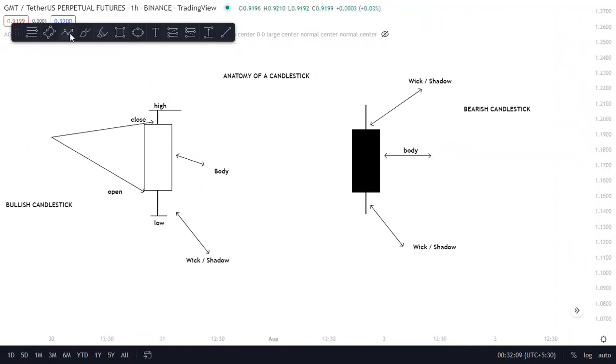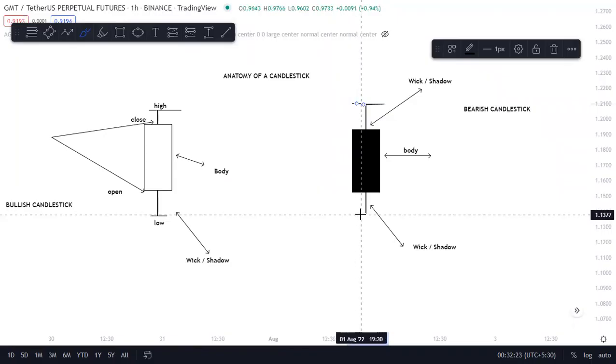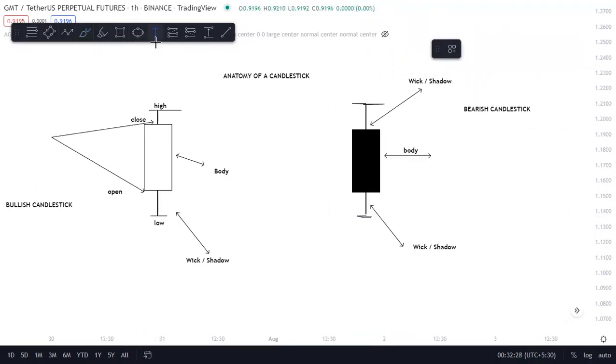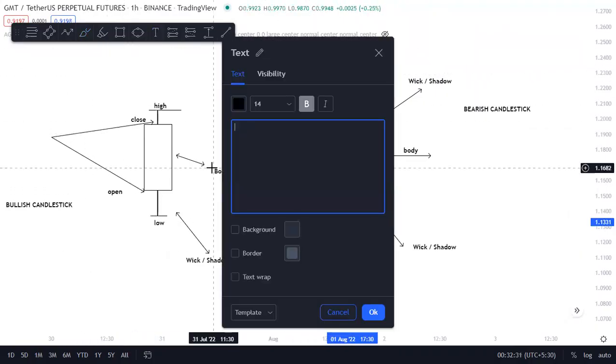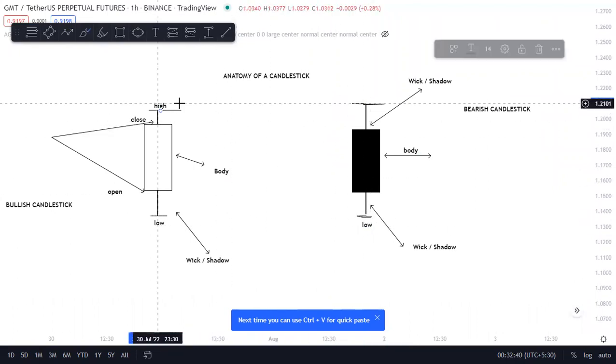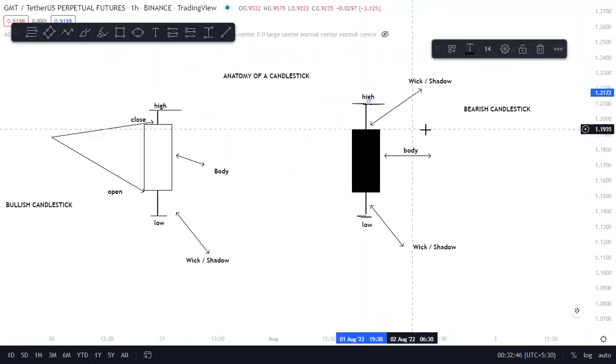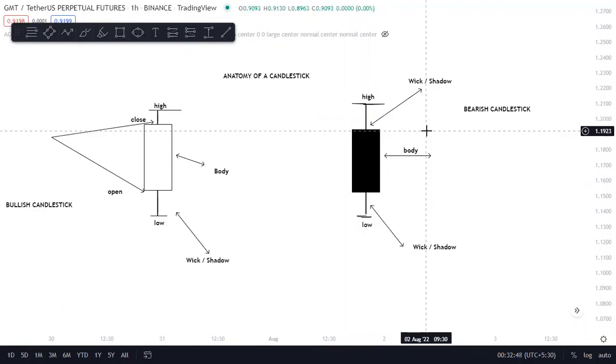Now, this is the high. This candlestick, the highest it reached was at this point, right? This is the high, same as this one, and this is the low, and this is the low, right? So let's test them. The high here, the low here, and the high now.